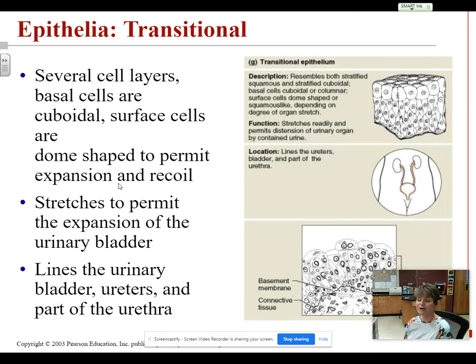I like to remember the urinary bladder. I think of the urinary bladder kind of stretching out like a balloon. This tissue allows the urinary bladder to stretch as it fills with urine, and then to contract back and recoil once you go to the bathroom and get smaller again. So I think of kind of like a balloon when I think of the urinary bladder, and then that helps me remember that these surface cells are dome-shaped. Again, kind of like a balloon. They're kind of stretchy and bouncy like a balloon, and that is transitional tissue.